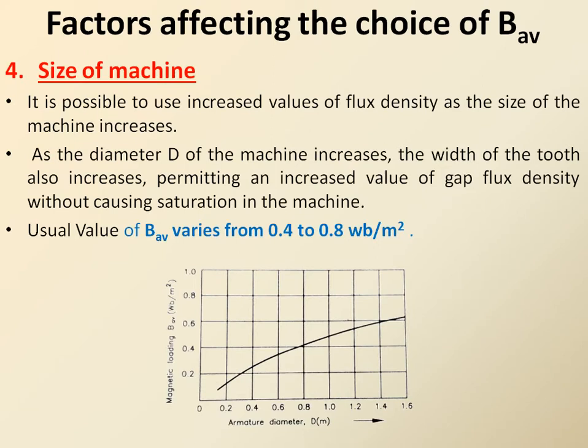The last parameter which affects the specific magnetic loading is the size of the machine. If the size of the machine is quite large, it means the diameter of the machine will definitely be large. As the diameter of the machine is quite large, then definitely the width of teeth will also be larger. The teeth won't be narrower. This will allow choosing a very large value of B average, that is specific magnetic loading.